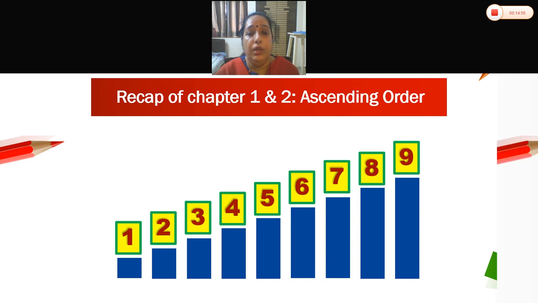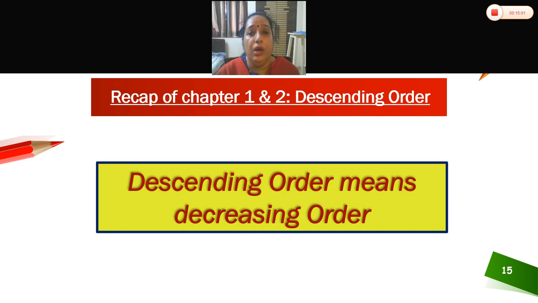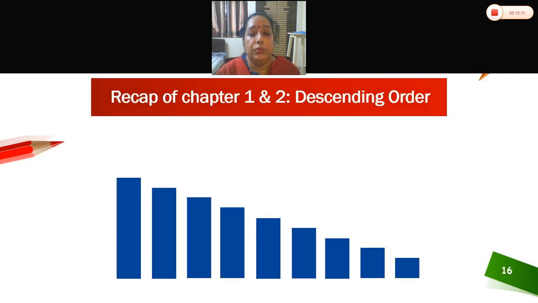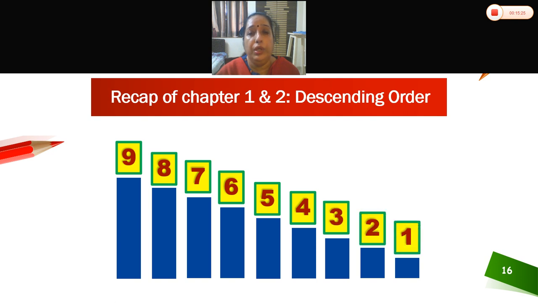Now next we will come to the other topic, that is descending order. Descending order means what? Descending order means decreasing order. Now you can see the steps here will go down. That is, first comes 9, 8, 7, 6, 5, 4, 3, 2, 1. We are coming down the steps. Bigger number to smaller number.